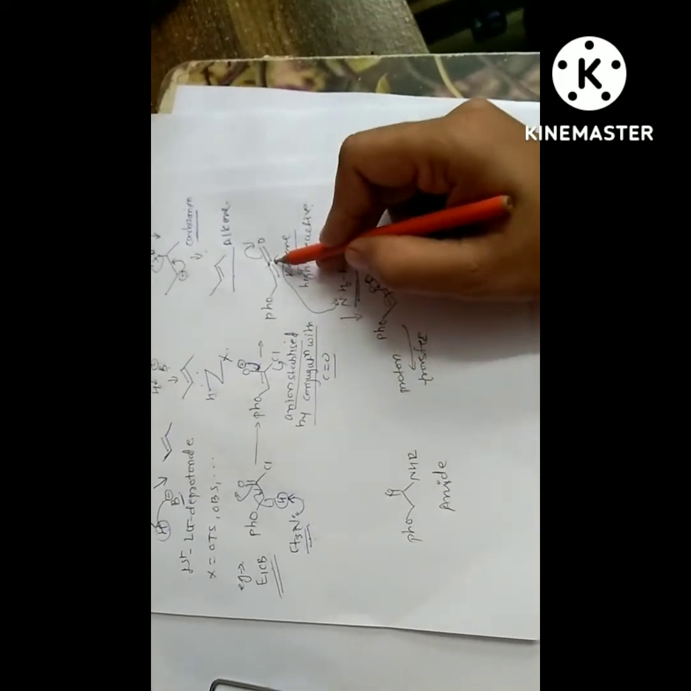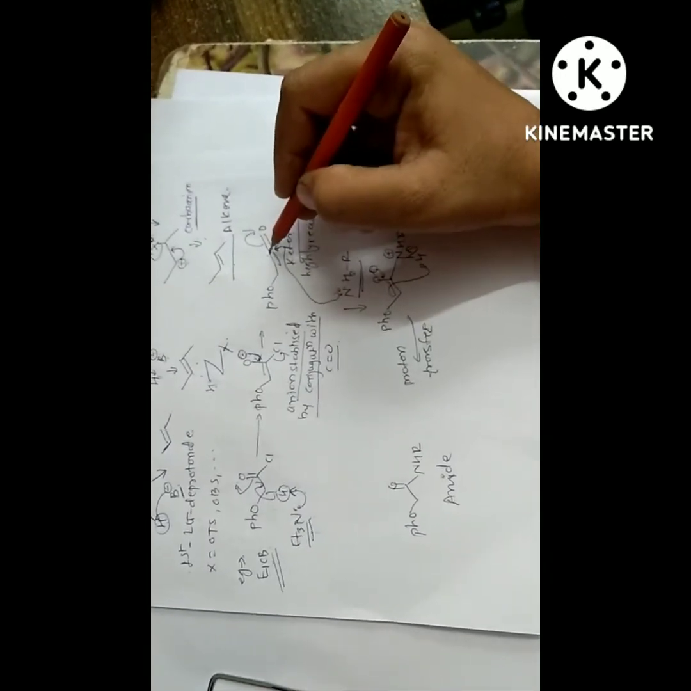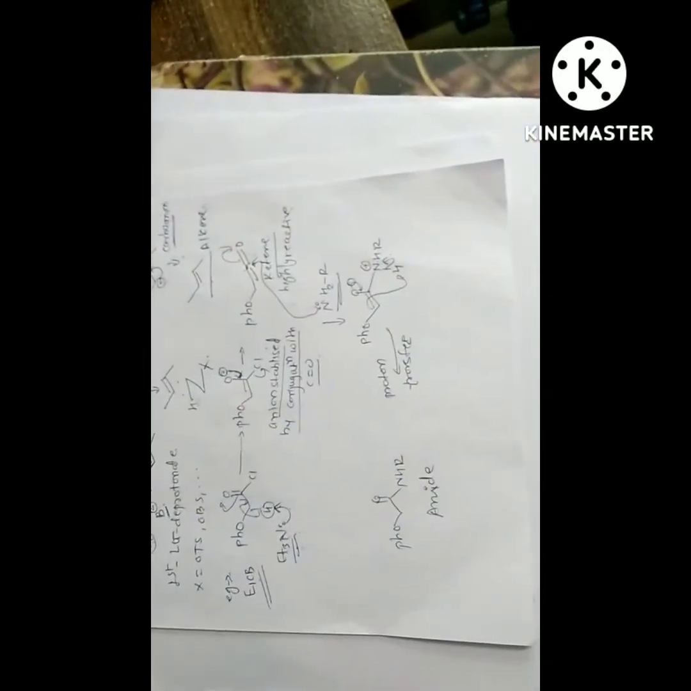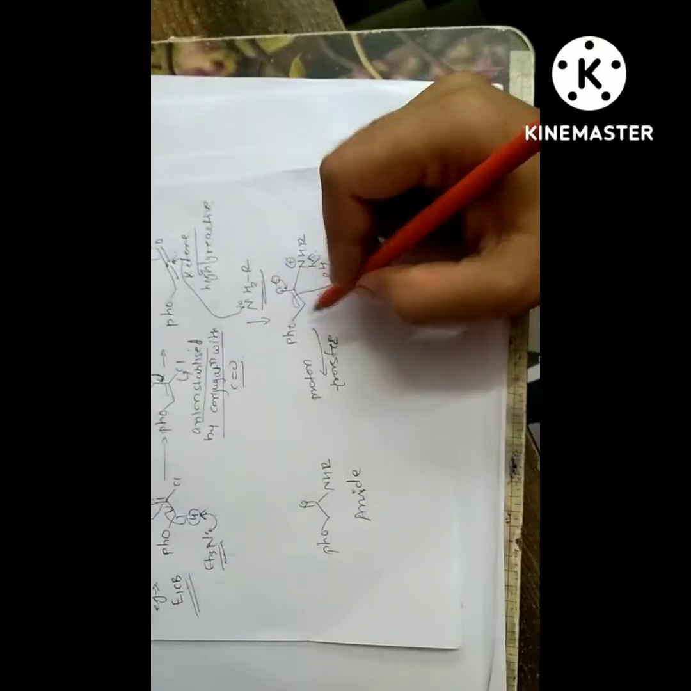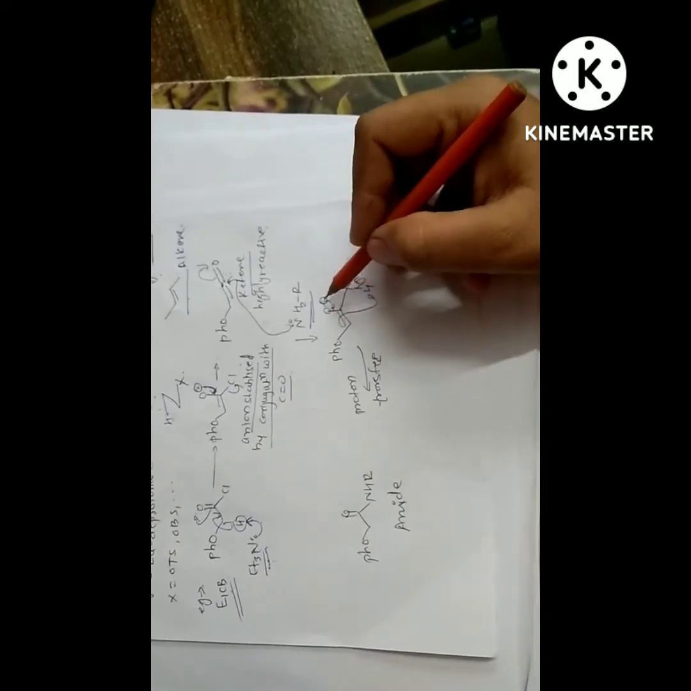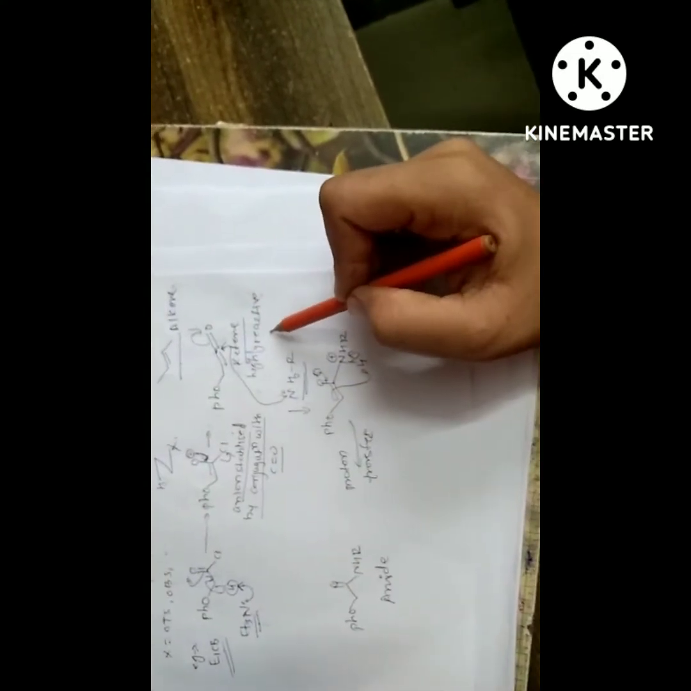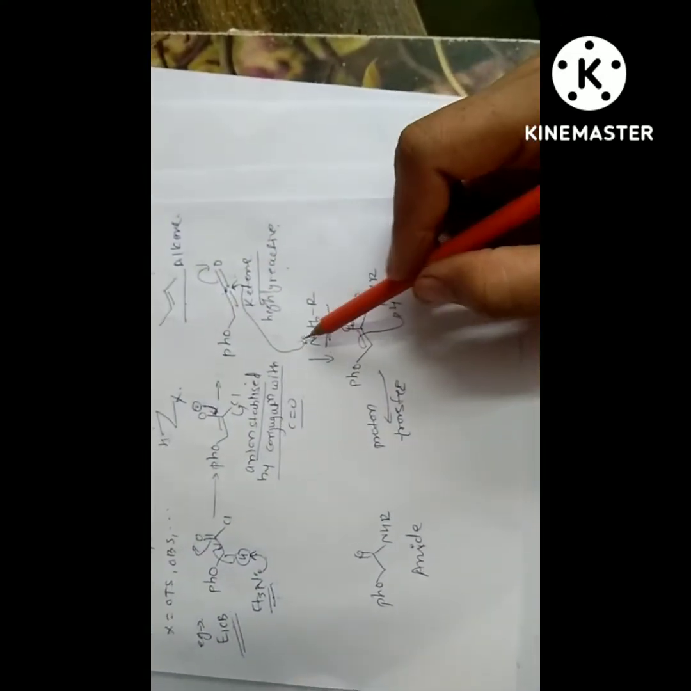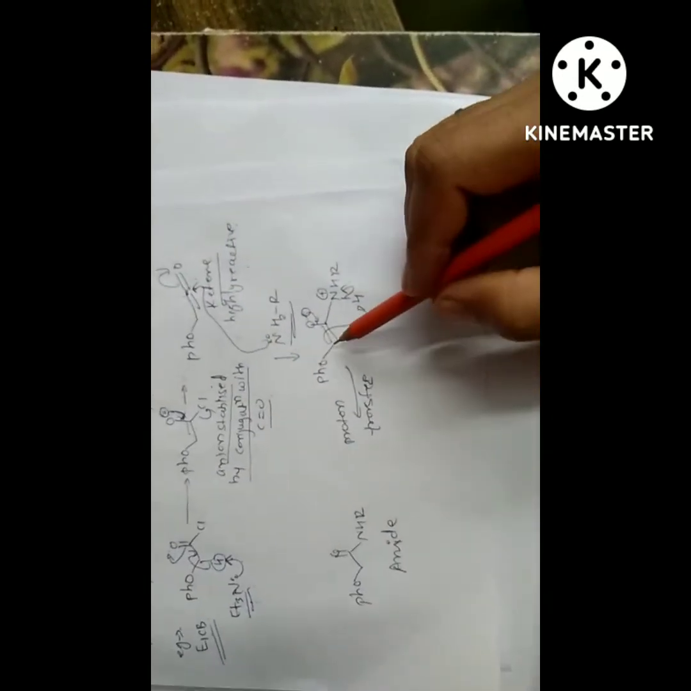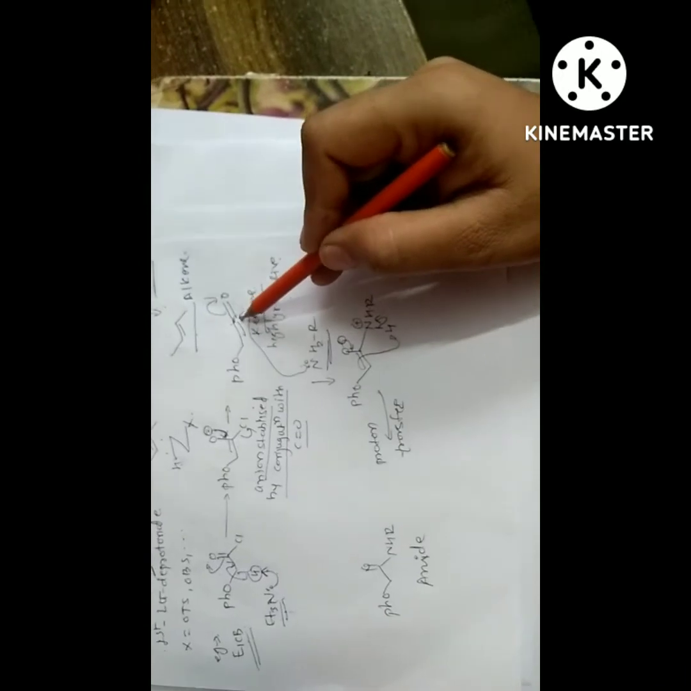Now again the base will attack the ketene. The base will attack on the carbonyl. This is nothing but the C double bond O carbonyl, which is an electrophilic group. So now we get the ketene, which is a highly reactive species, and again the base is attached to the carbonyl group, and here we get the product. See the attack on the carbonyl carbon.